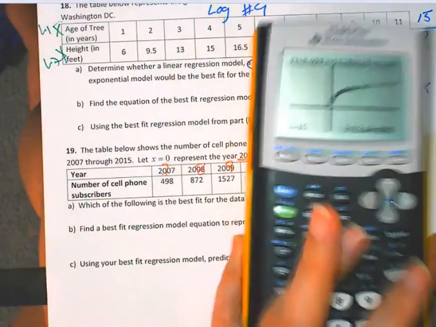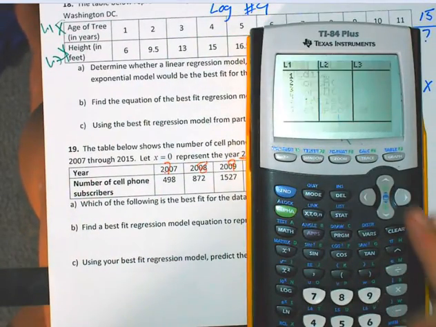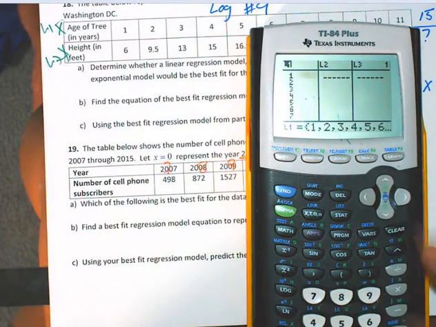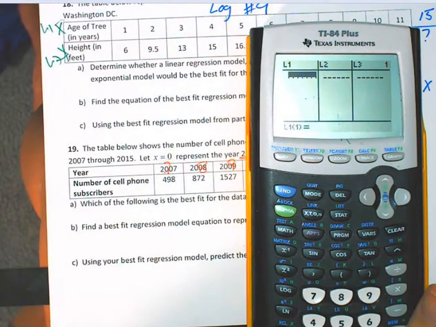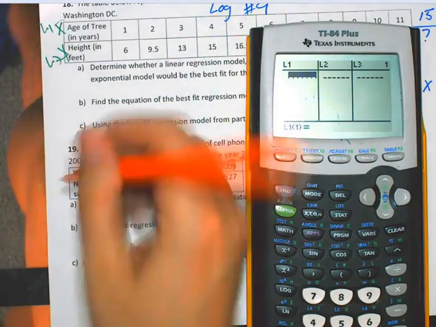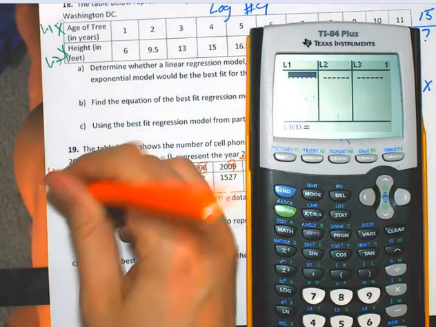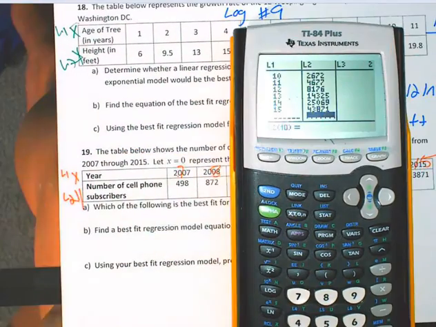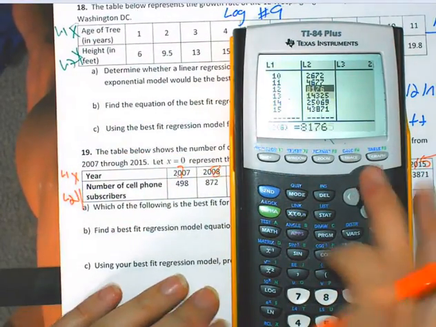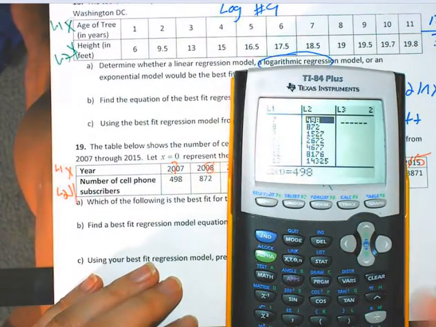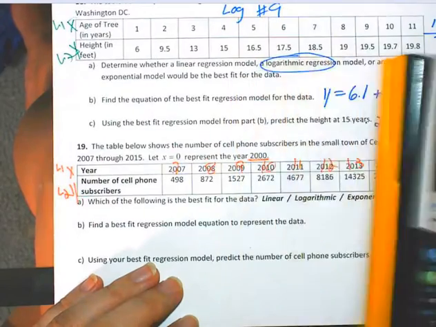All right, so we're going to do the same thing. We're going to go back to Stat, Edit. To clear your list, do clear and then arrow down. So pause the video, go ahead and input your information into your list 1 and list 2. The year is going to be x, which is list 1, and then the number of cell phone subscribers is going to be L2. Okay, so I've entered all my data in. Make sure you always scan through and make sure that it looks correct, because if it's not correct, then you're not going to get the equation correctly.